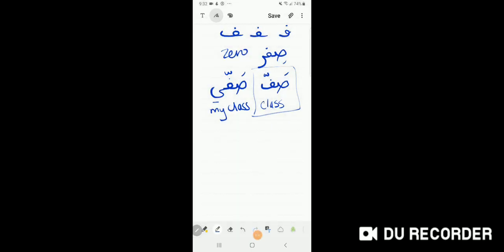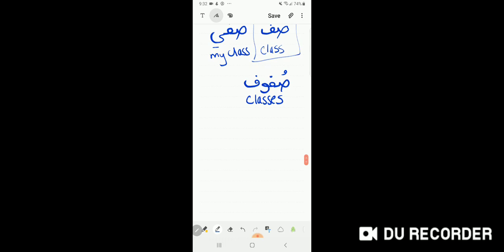Next to صف, I want you to write صفوف. It's the plural. So, same letters because it's the plural of this word. Foof. And in this, we're writing flat full form because waw doesn't connect. Classes. صفوف. So if I want to say, I love my classes. أحب صفوفي. أحب صفوفي. ف.